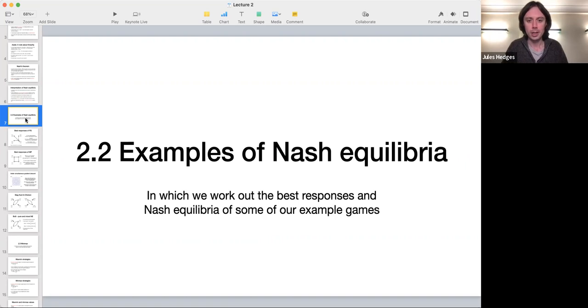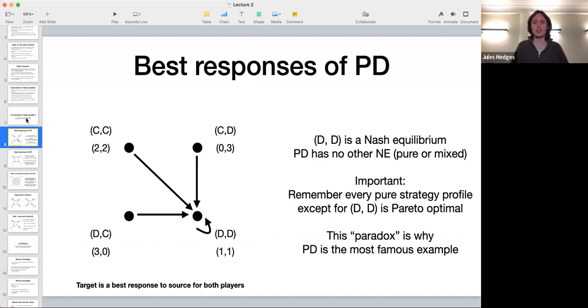Okay, so having seen a lot of theory and general hand-waving generalities in the previous video, let's get our hands dirty and actually calculate some best responses in Nash equilibria. So let's start with the most famous example, which is prisoner's dilemma.